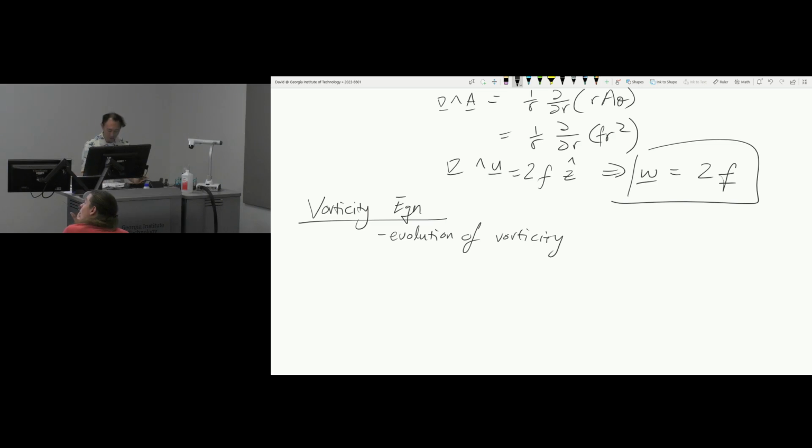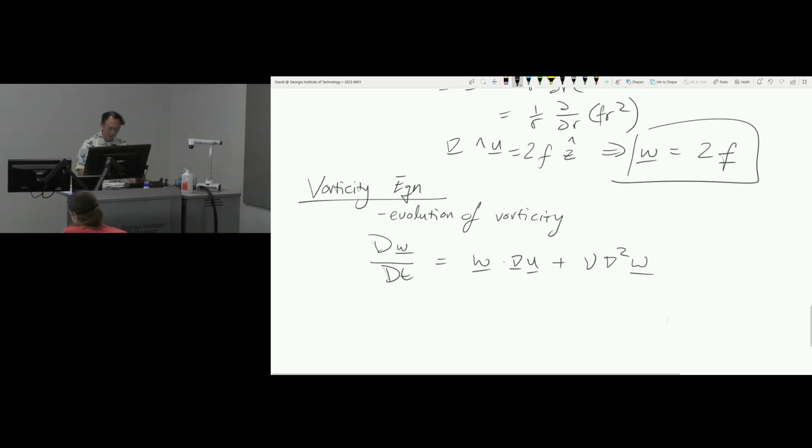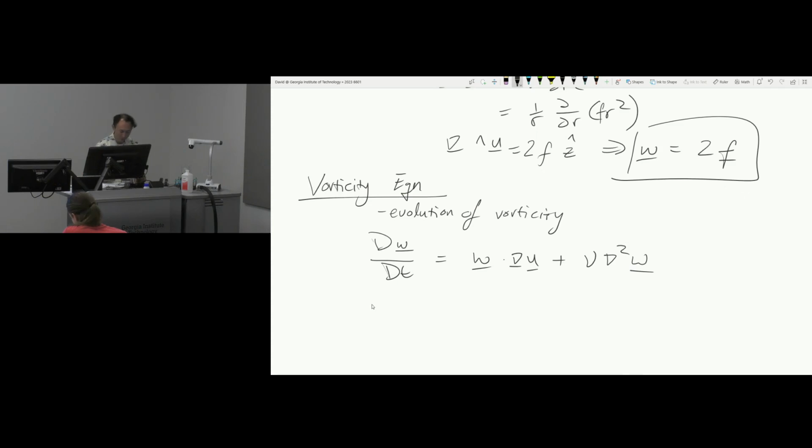All right, let me tell you what the vorticity equation is, and then we're going to derive it. So this is the vorticity equation. We've got d omega dt is equal to omega dot del u plus nu del squared omega. Okay. This is the vorticity equation. So this tells you how much vorticity is changing, the advection of vorticity.